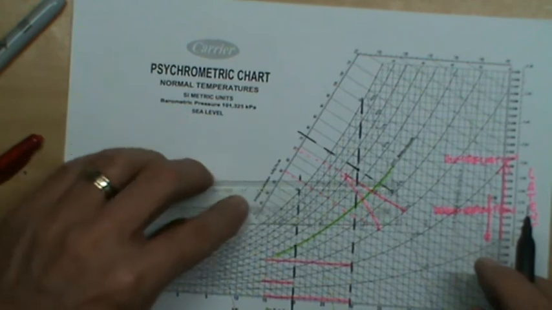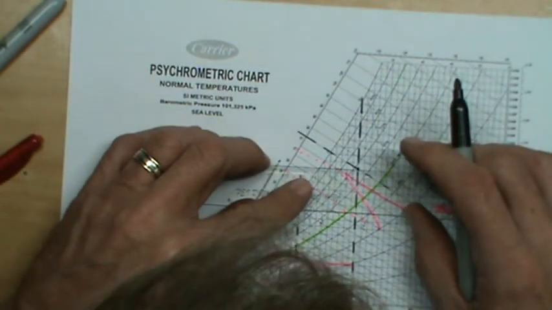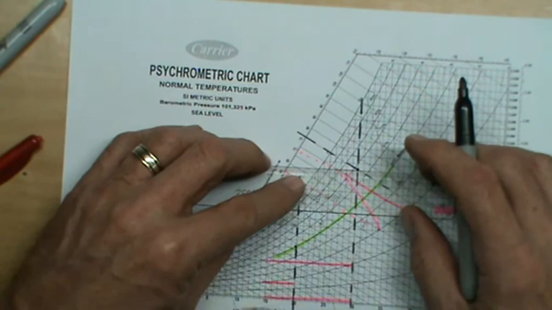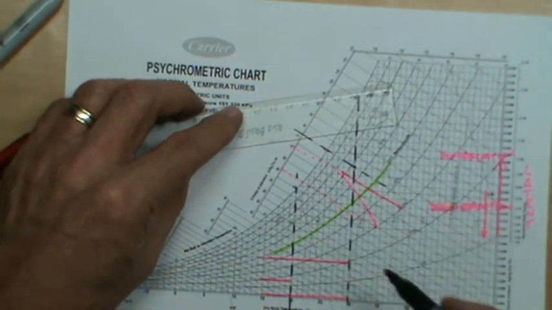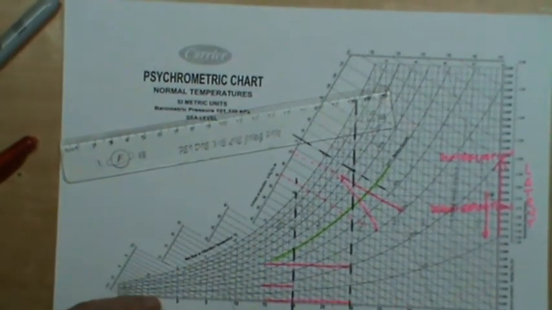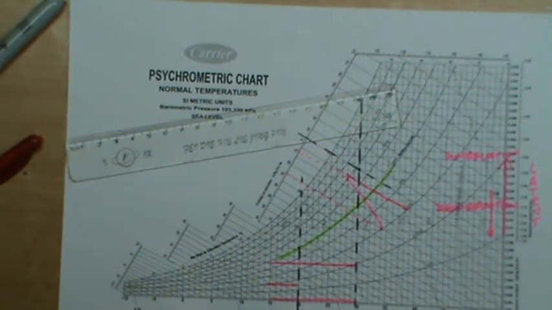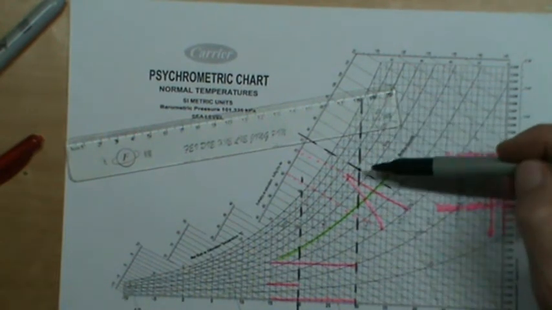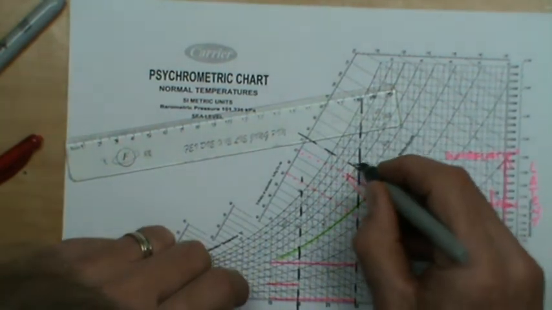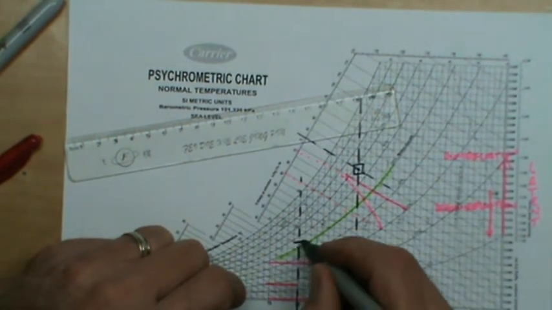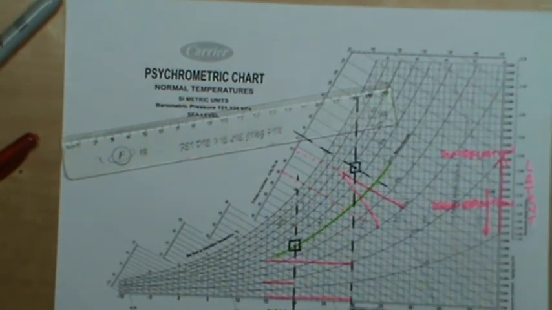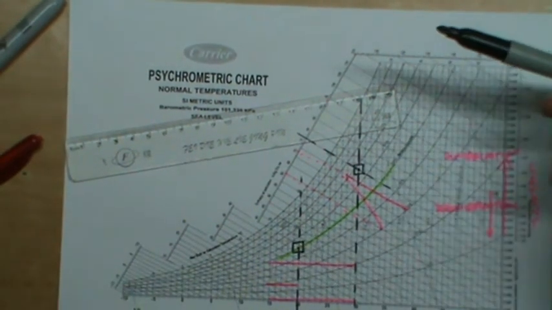Now, how do we get there? First of all, we are moving in that direction. So in other words, remember what I said about sensible heat? If you move in that direction for sensible heat, we are cooling. If we're moving in that direction, we are heating. And we are wanting to move from that point there to this point over here, which means that we're moving in that direction. So it's going to be sensible cooling.